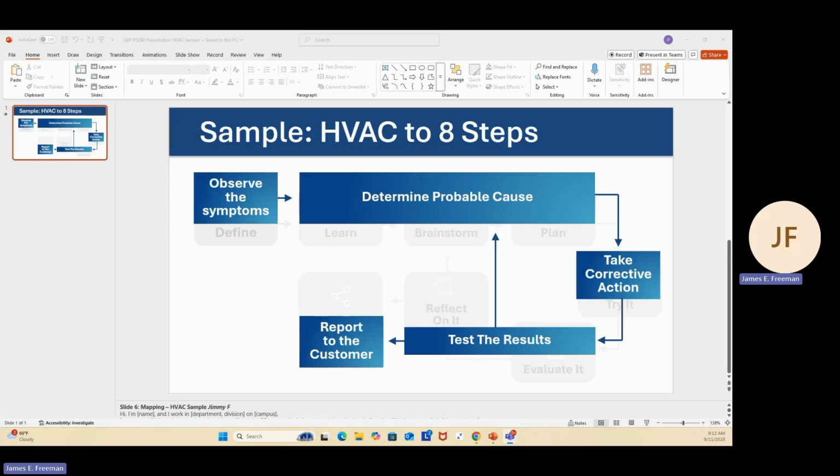Once we know the system's working properly, based on the sequence of operation of that piece of equipment, then we will report to the customer that the system is now up and running and their issue has been resolved. That's how we use problem solving to teach our students in the air conditioning trade.